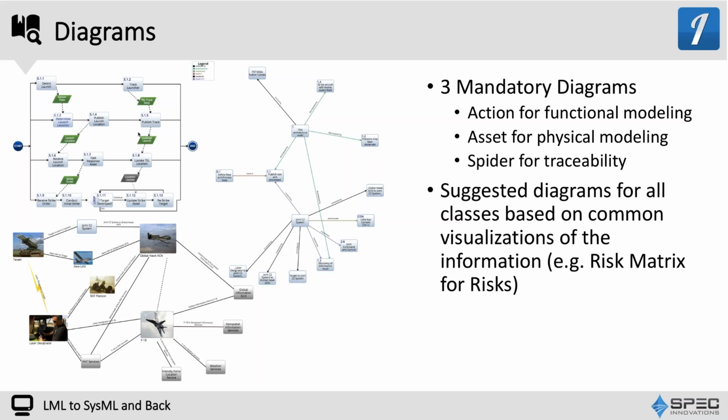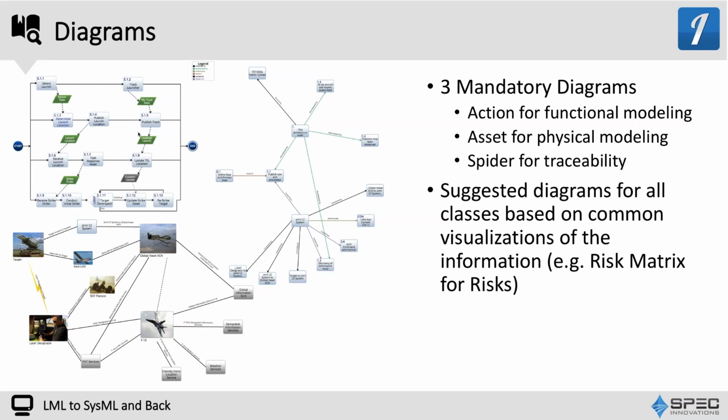Of course, 3 diagrams is not enough. You want to be able to visualize all the information. So it's highly recommended, and a number of other suggested diagrams were made for each of the classes in the specification. For example, the risk matrix for risk is an obvious one. The Department of Defense particularly likes to use this 5x5 risk matrix. Well, sure, why not? You should be able to characterize your risks that way and be able to put them into different boxes that make up the matrix.